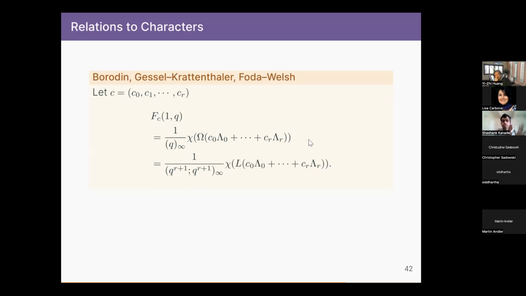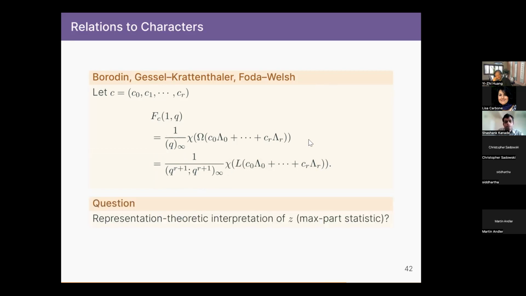So the remaining part is getting the sum side for the cylindric partitions, and that's what we have been able to do. Okay, so one question I'll ask right off the bat is, what is then the representation theoretic meaning of this max part statistic? What is that counting? And we don't know yet.